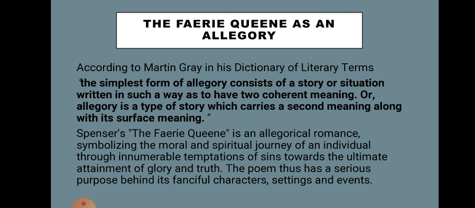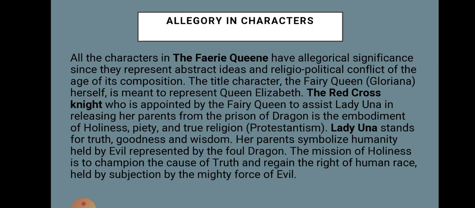So the poem thus has a serious purpose behind its fanciful characters, settings, and events. That's why we call it romance, but it has some sort of serious purpose behind it. Some message is there. In literature, we use the word didactic. Didactic means when there is some sort of moral lesson involved in it. So we can say there is allegory at the level of characters, situations, and terms.